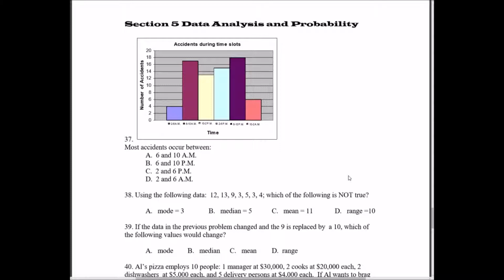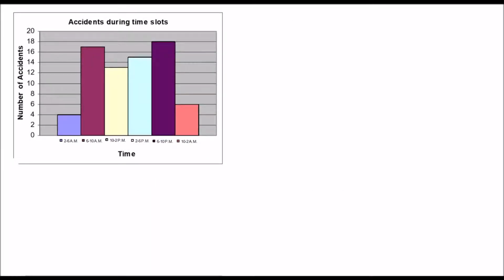So let's switch over to the screen, and we're going to draw all over this graph and figure it out. Here's the graph, and option A says between 6 and 10 a.m. Option B is 6 and 10 p.m. C is 2 and 6. And D is 2 and 6, but a.m. And they want to know, when do most accidents occur?